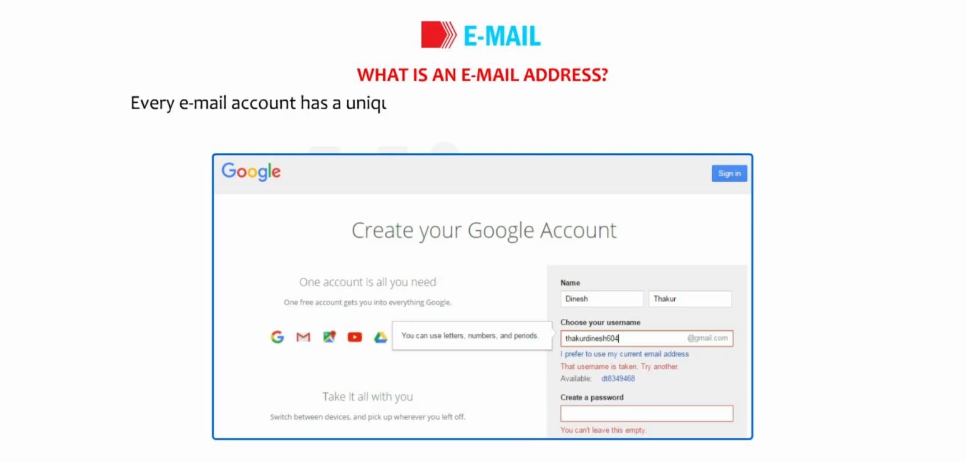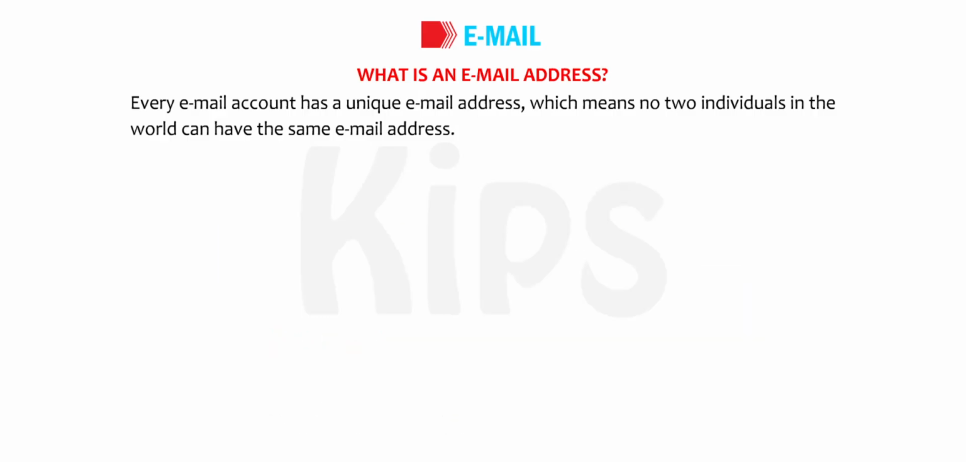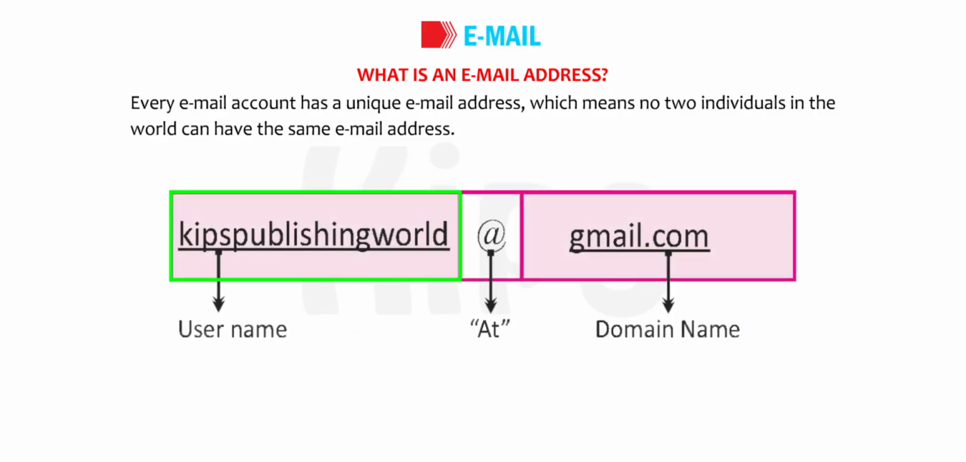Whenever we create an email account, we get an email address on which people send their mails. Every email account has a unique email address, which means no two individuals in the world can have the same email address. Kip's Publishing World, username at gmail.com, domain name.